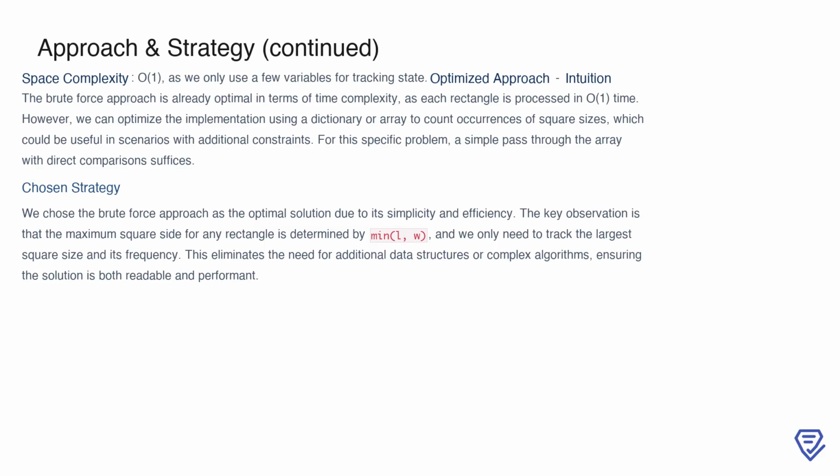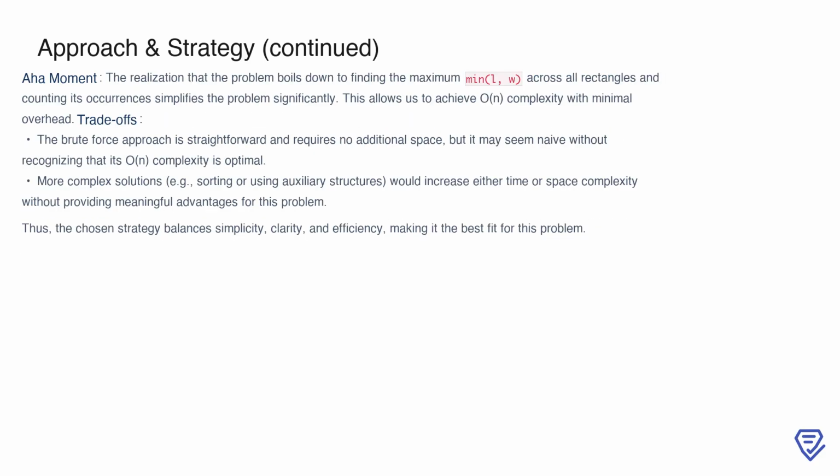The key insight here is that the largest square side length is determined by min(L, W) for each rectangle, and by focusing on this observation, we can avoid any unnecessary complexity in the solution. The aha moment in this problem comes from recognizing that the task essentially reduces to finding the largest min(L, W) across all rectangles and counting its occurrences. This realization simplifies the problem significantly and allows us to achieve a linear time complexity with minimal overhead.